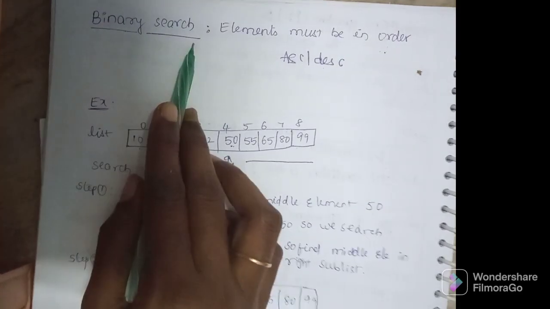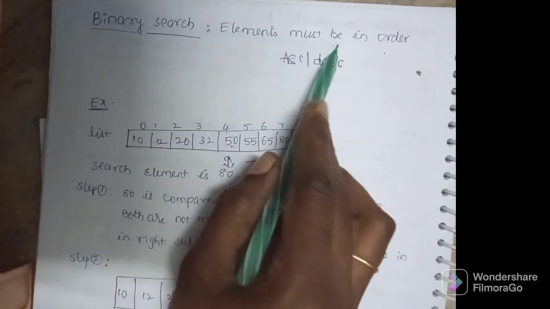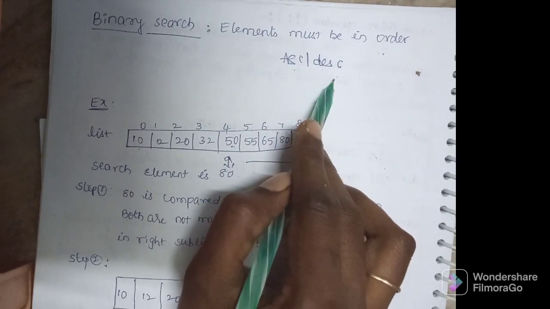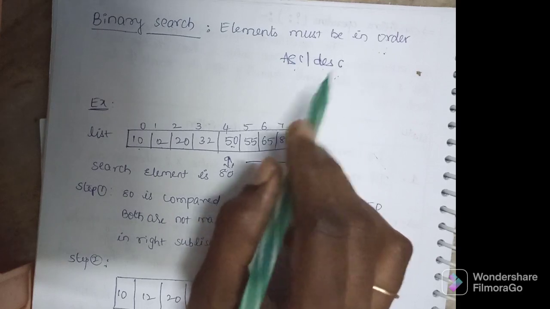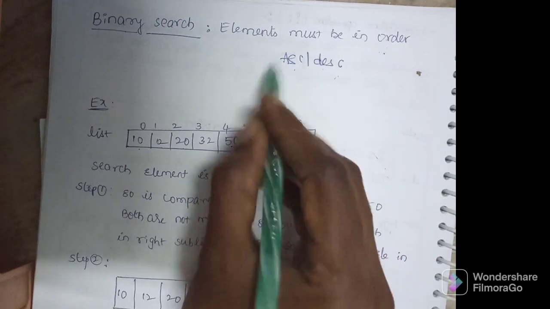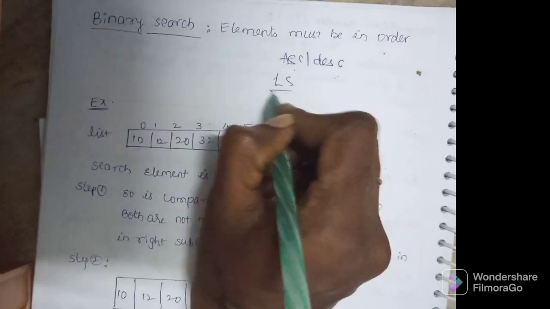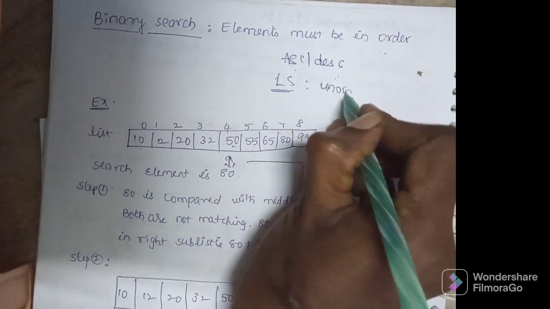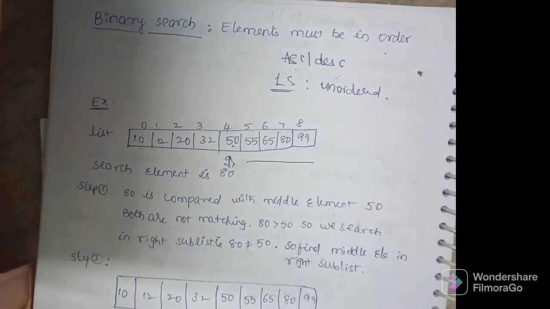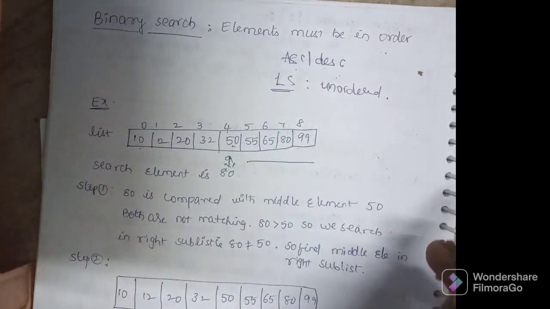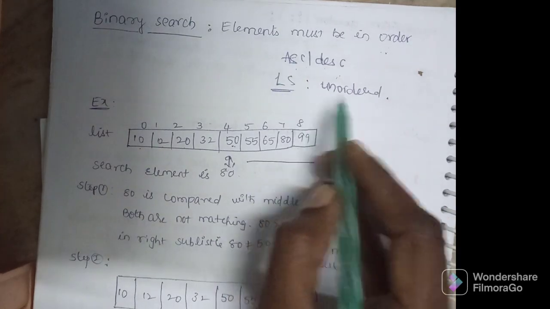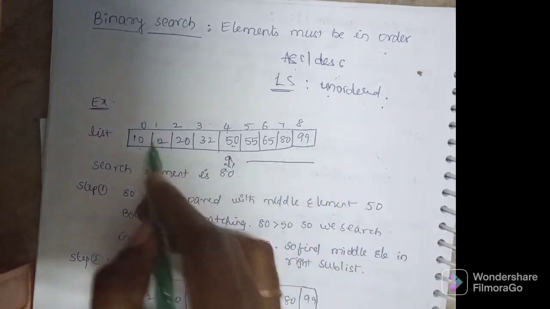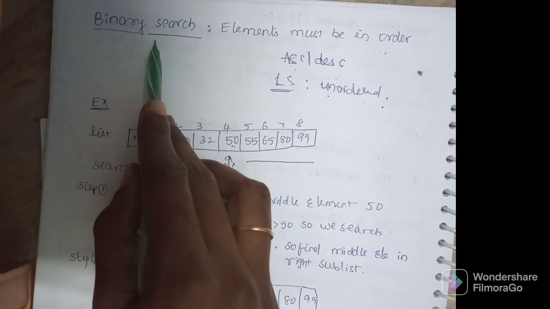For the binary search algorithm, the elements must be in order. Either it must be in ascending order or it must be in descending order. In the last session we discussed the linear search algorithm. In linear search, the elements are unordered, that means the elements are not in either ascending or descending order. If the elements are not ordered, then we go for linear search. If the elements are ordered, then we go for binary search algorithm.